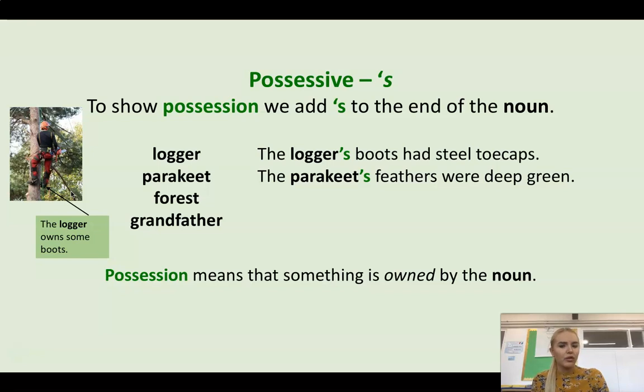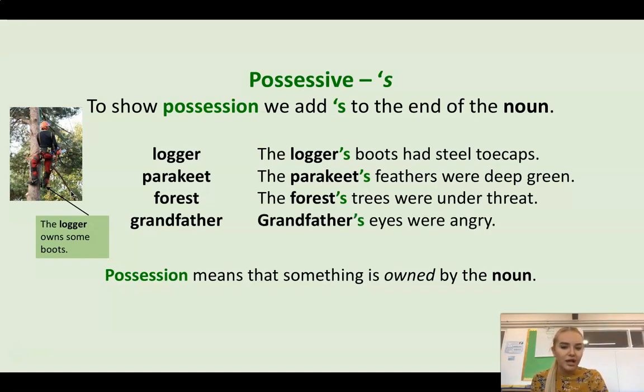Have a think about what the forest might have. What might the forest have possession over? Maybe the forest might have possession over the trees because the trees belong in the forest. So we could say the forest's trees were under threat, that apostrophe S showing that possession. And finally, we could say the grandfather's eyes were angry. The eyes are owned by the grandfather, so they are angry.